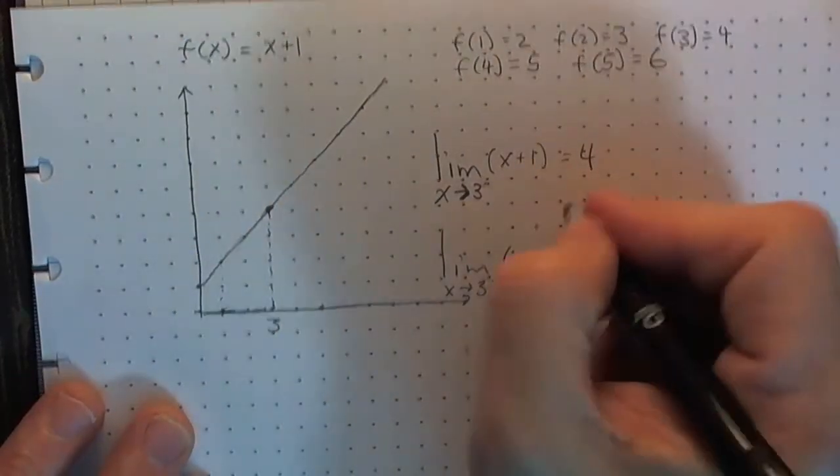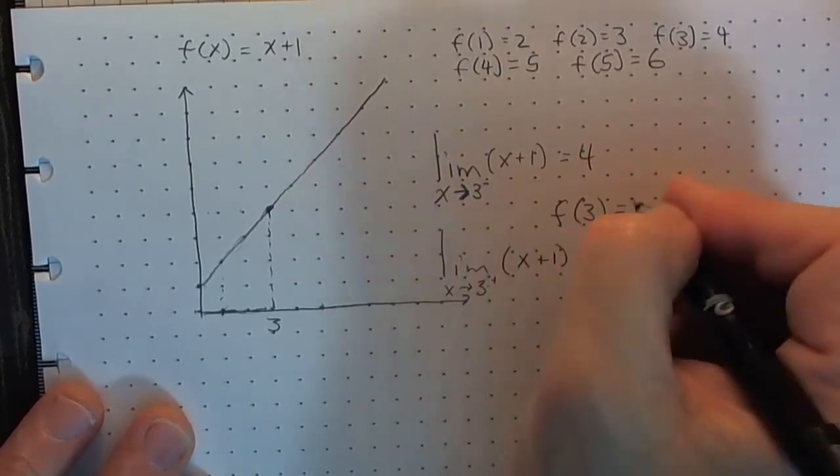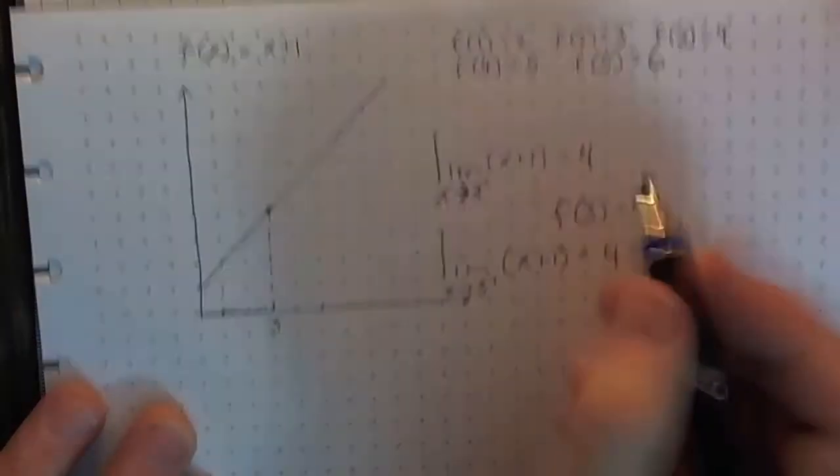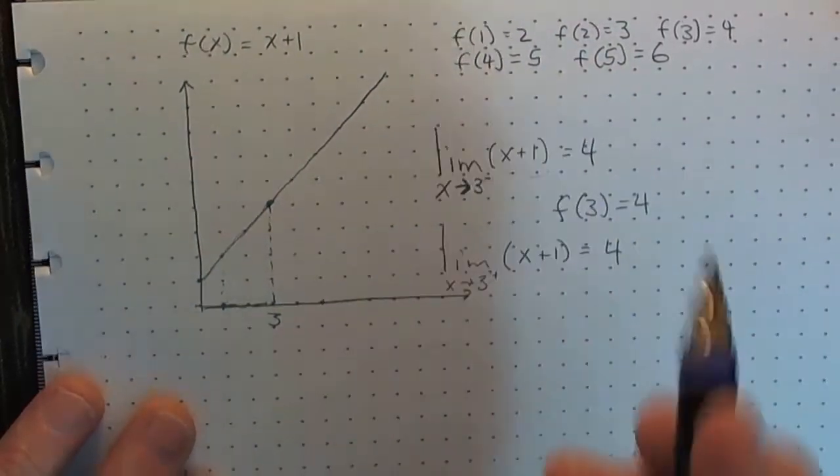Now, notice that that is exactly the same in this case as f of 3. See? So we would say this limit and the function value are all the same. Now, here's the thing.